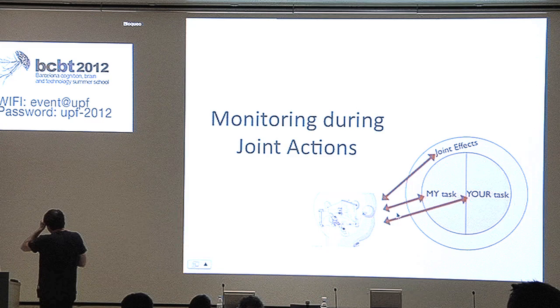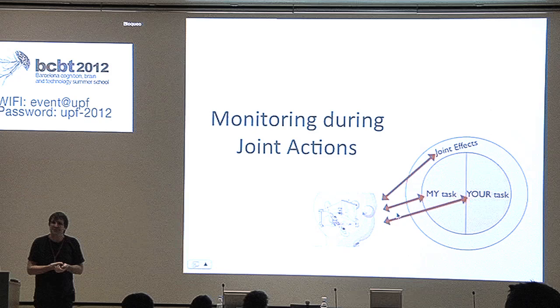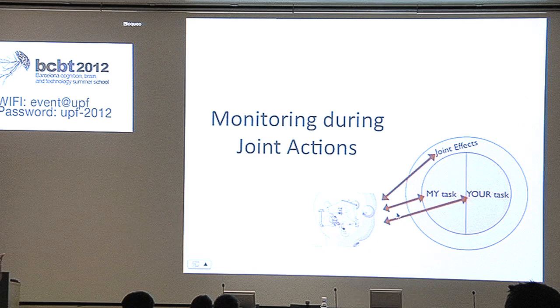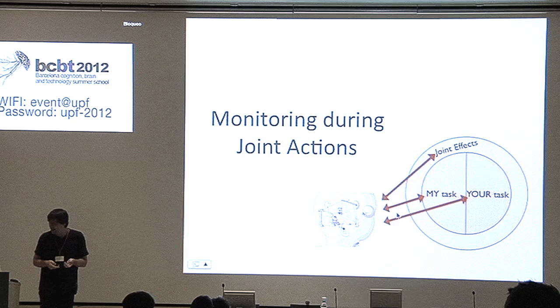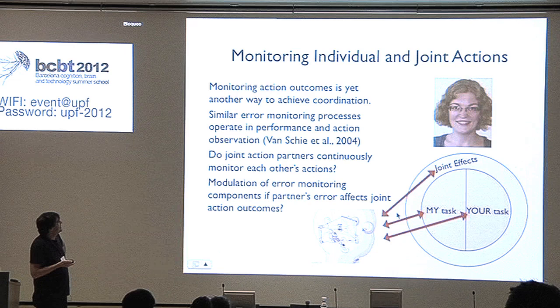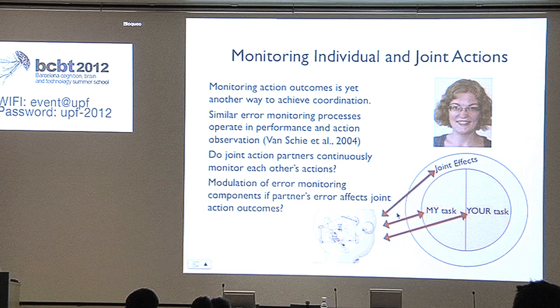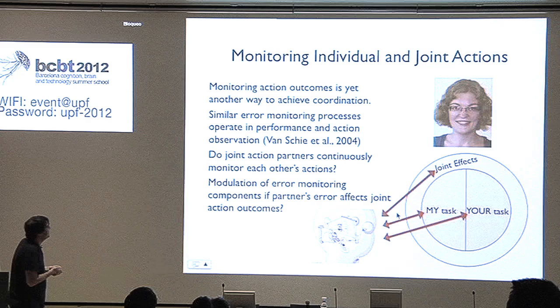So we talked for quite a bit of time about three processes so far: entrainment, speeding, and simulating. A fourth related process is monitoring during joint actions. It's known that monitoring action outcomes can be a way of achieving coordination. And we also know that similar monitoring processes operate in performance and action observation.